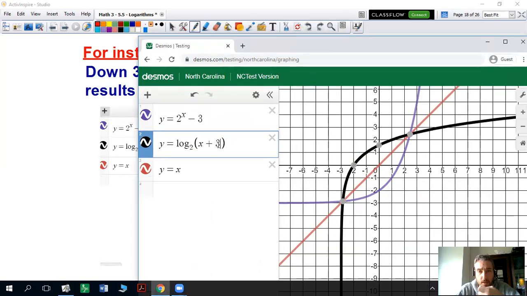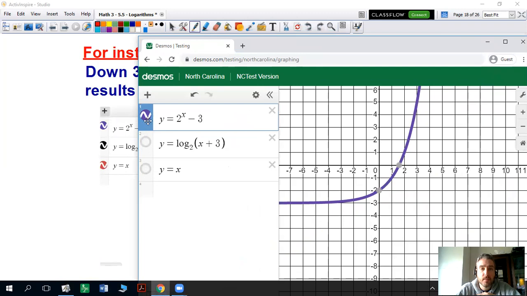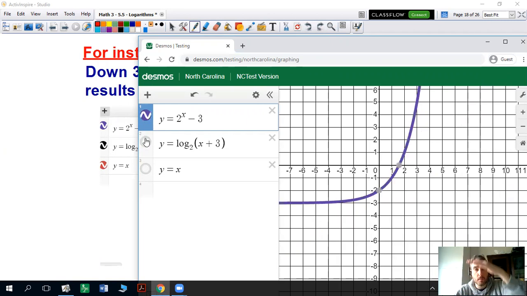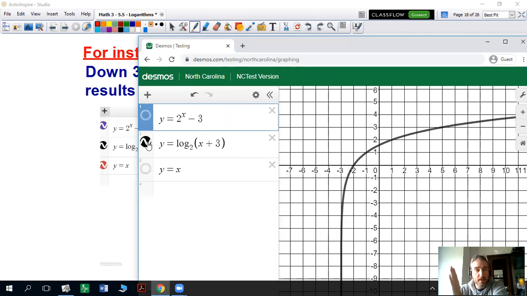So think about what's going on here. Minus 3 for the exponential, let me hide these, shifts down 3. So for the log, because they're reflected over the line y equals x, shifted left 3 is providing that reflection. So down 3 on the y-axis is reflected to left 3 on the x-axis. So that's why those are inverses of each other.